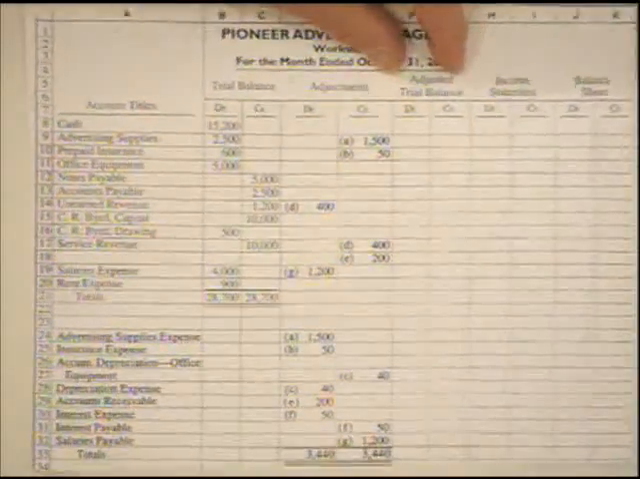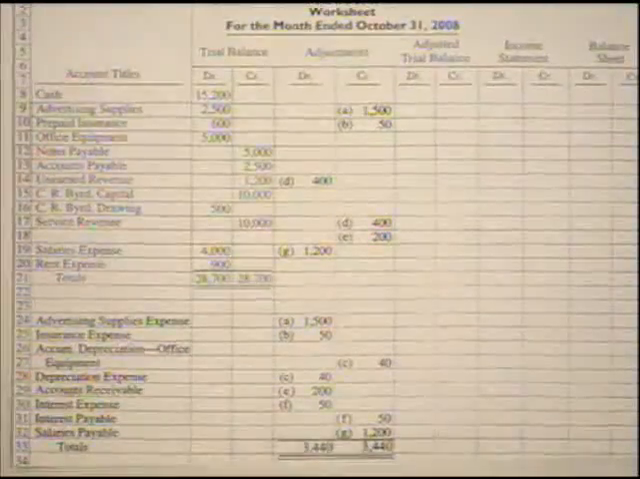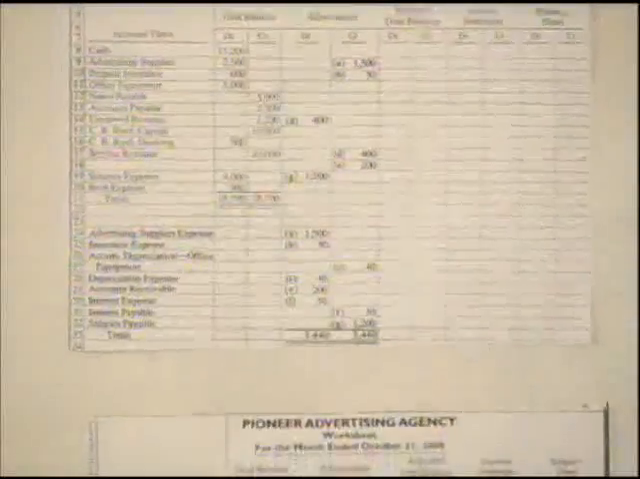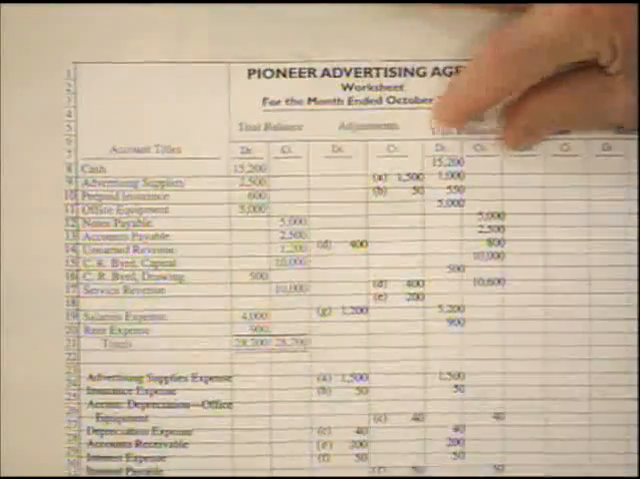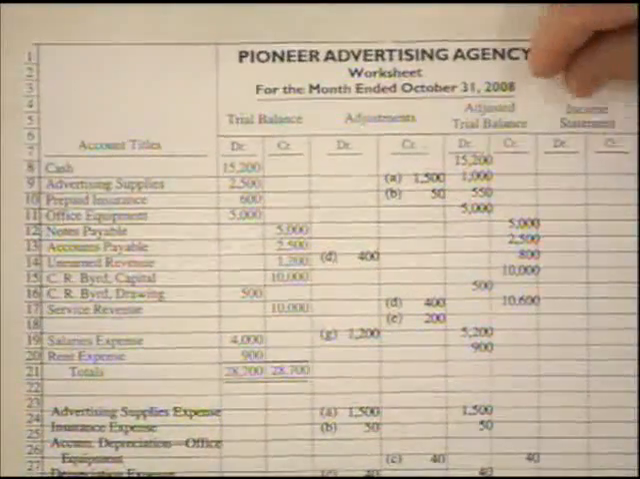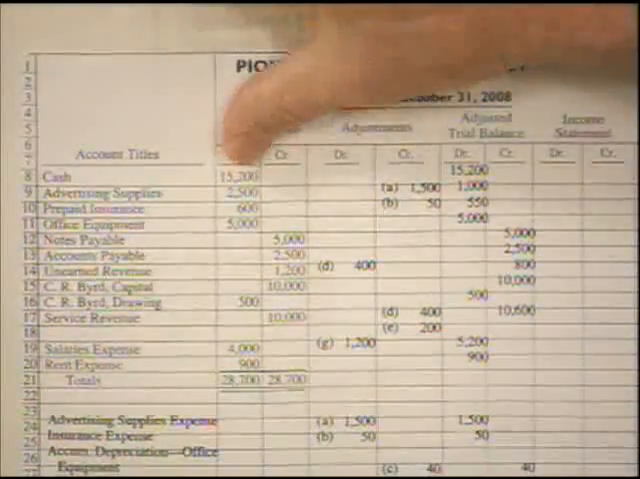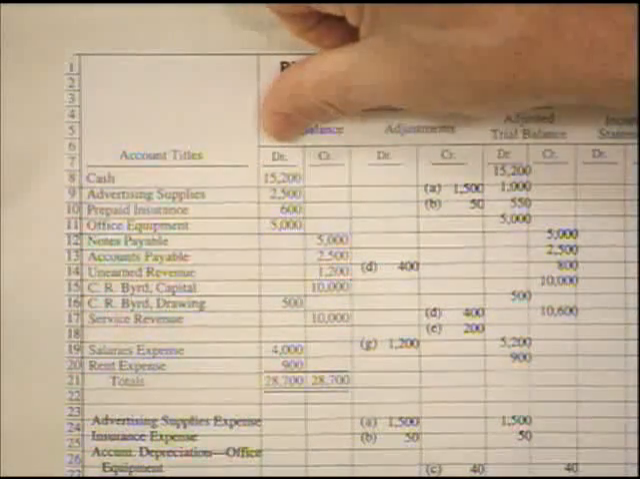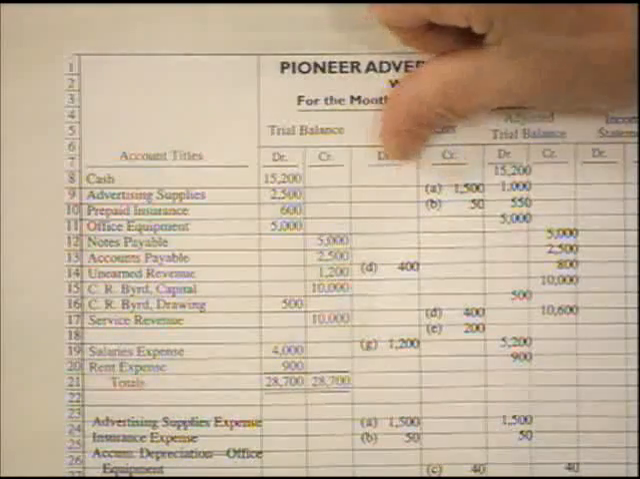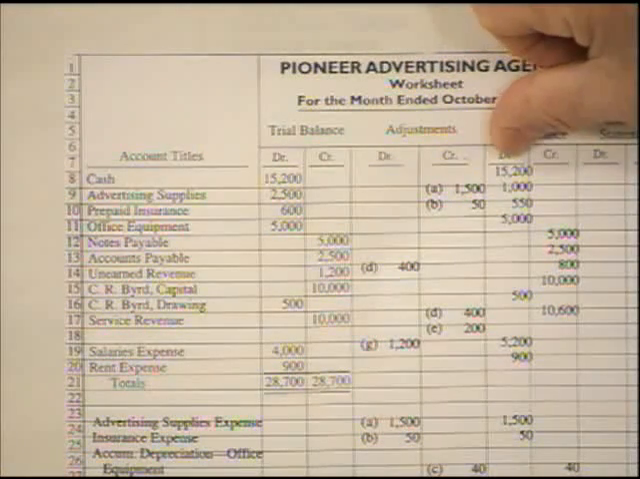So let me switch over to this other side so that I can come from this side. And let's take a look at what it does. So what we're going to have is the adjusted trial balance. Now, as we get to the adjusted trial balance, all we're going to simply do is go column by column. We start off with cash of $15,200, which is a debit. There were no adjustments to it, so we simply bring the balance over as $15,200.